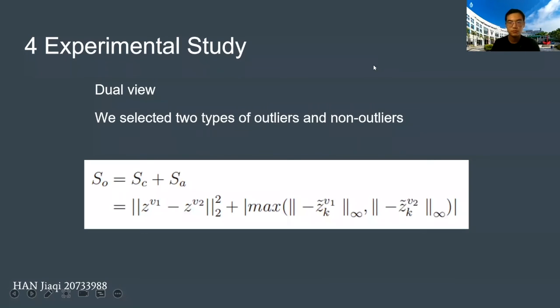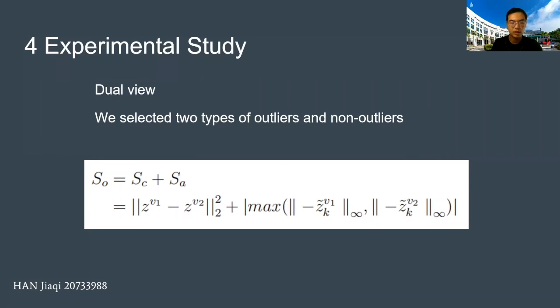Next, I'm Han Jiaqi, and in this section, we used a large-scale 2D dataset to simulate the arrival of streaming data, and its clustering results are different in different views. In our experiment, we consider the case of dual view. We construct a new distance space for each object. Then we select the two types of outliers and non-outliers and calculate their SO, SC, SA values respectively.